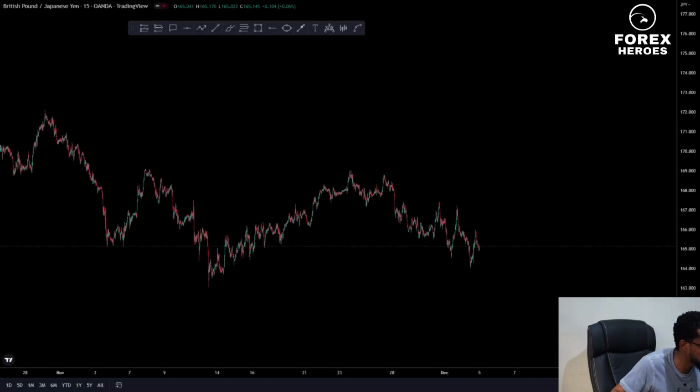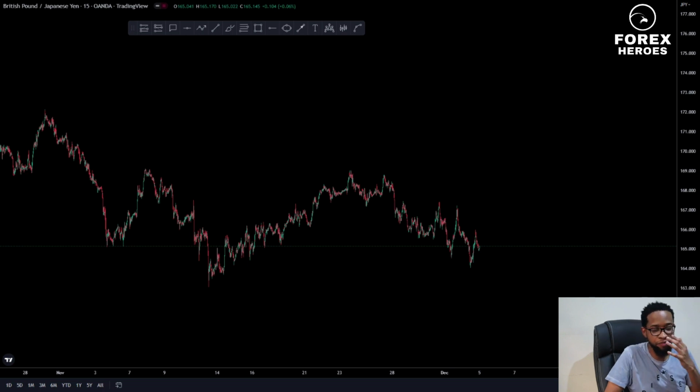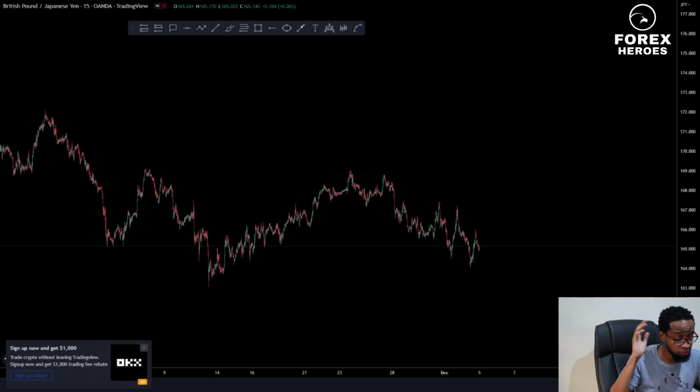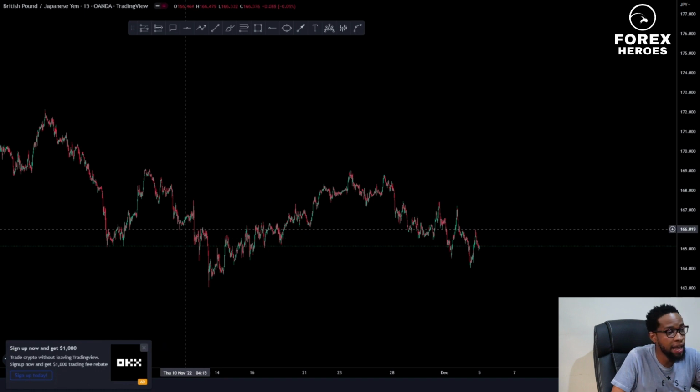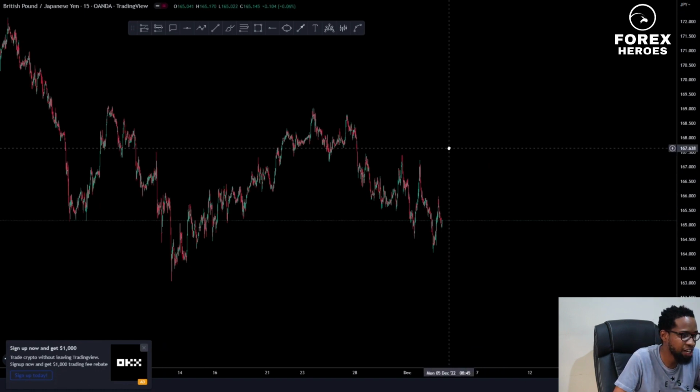We're back on the charts, guys. I'll be showing you with one of my favorite pairs, GBP. The reason why I chose this one is it's very volatile, and also you can make a lot of money within a short period of time. So let's dive deeper into the chart. Make sure you have your pen and paper and also you're taking notes.